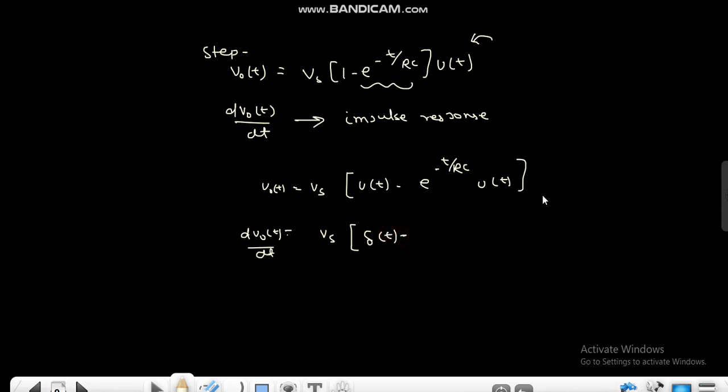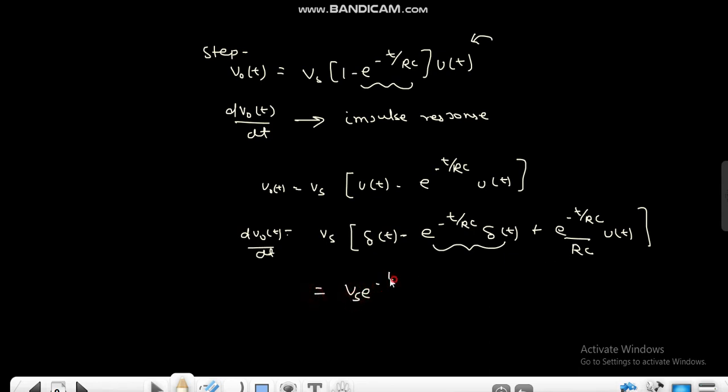Now apply the u into v formula here. So it will be Rc into delta t. Now the e to the power minus t upon Rc, and because of differentiation we will get a minus sign and ut. At t equals 0, delta t will be 1. So delta t minus delta t will be 0. So Vs into e to the power minus t upon Rc ut. So this is the answer.